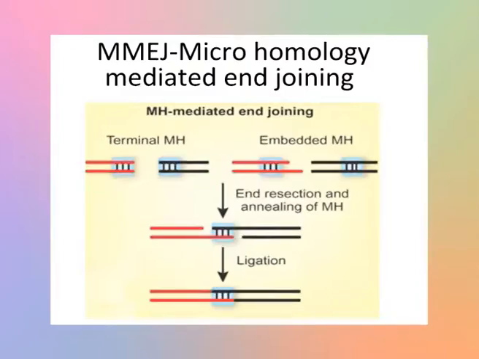So there is a 5 to 25 base consensus complementary sequence over the two broken ends of DNA. They will try to make hydrogen bonds by making flaps. That particular flap will be eliminated, and then polymerase will synthesize the gap. Ultimately they will be joined by some sort of ligase.